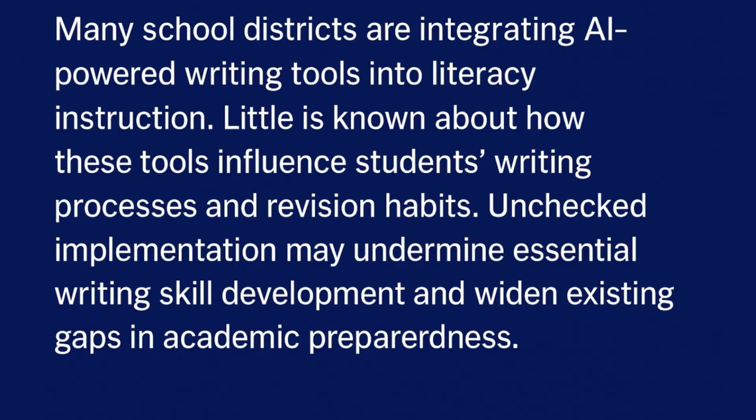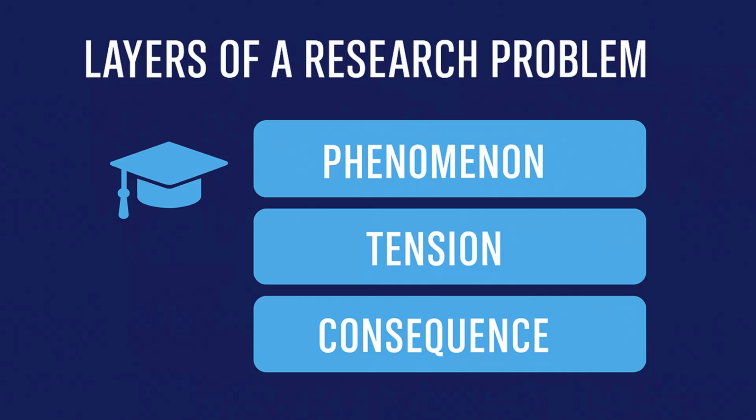When you put those 3 moves together, the problem becomes: many school districts are integrating AI-powered writing tools into literacy instruction, but little is known about how these tools influence students' writing processes and revision habits. This matters because unchecked implementation may undermine essential writing skill development and widen existing gaps in academic preparedness. Now, the study is not just about a trending topic. It is anchored in a concrete phenomenon, a clear conceptual tension, and a system-level consequence.